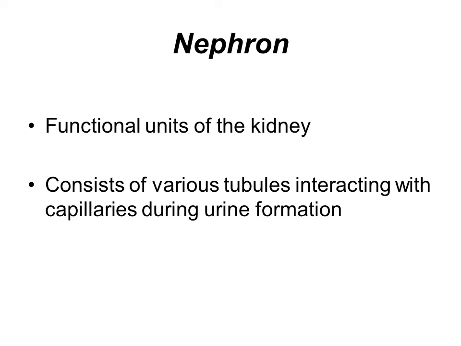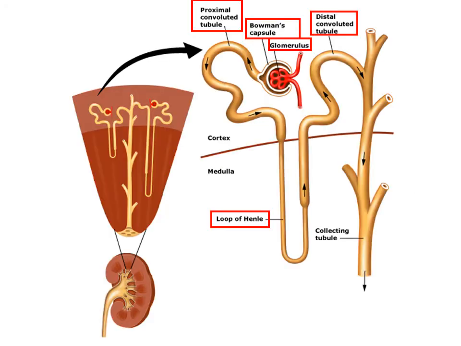The nephron is the functional unit of the kidney. As we're going to see, you're going to have interaction between different tubules and the capillaries. This is the formation of the urine itself. So this is what a nephron looks like. Part of it is in the renal cortex, part of it is in the renal medulla in those pyramid areas.